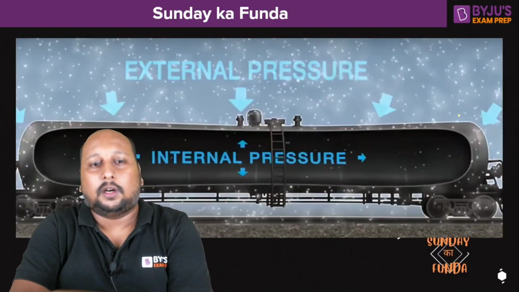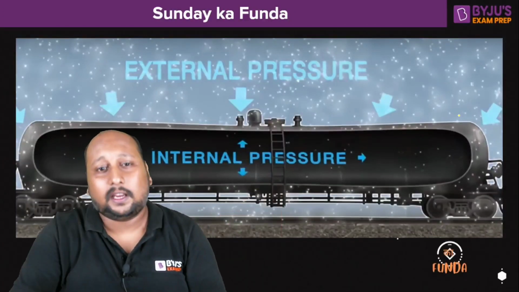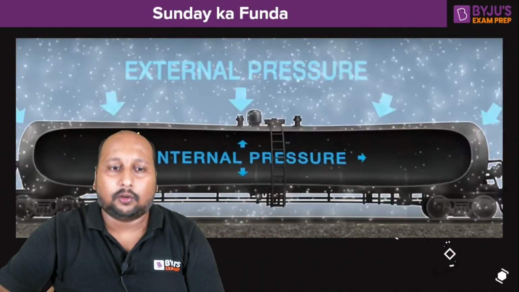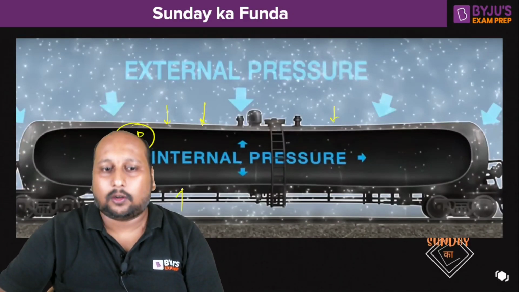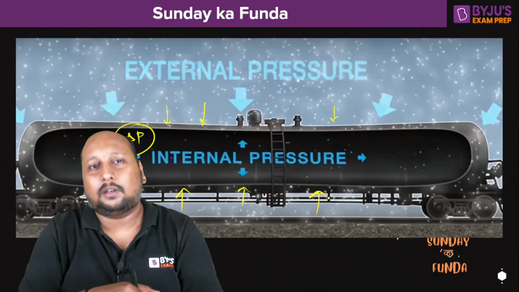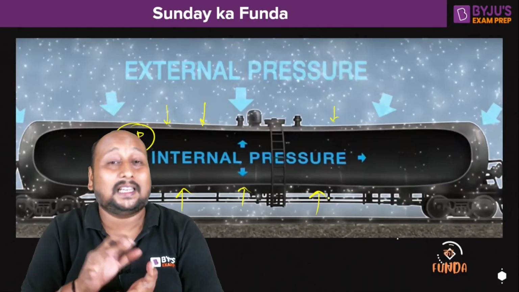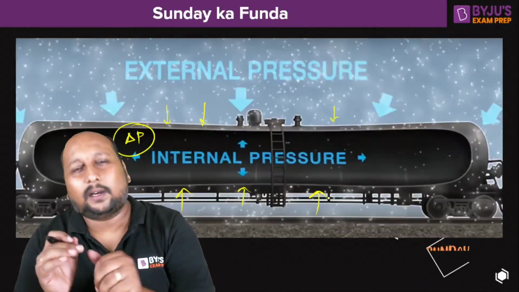So what happens? Inside pressure is very low, external pressure is very high. Due to this pressure difference, a huge amount of force will be exerted on the surface, resulting in the collapse or a significant decrement in the volume. The deformation will be huge, right? So let us try to conduct one experiment.